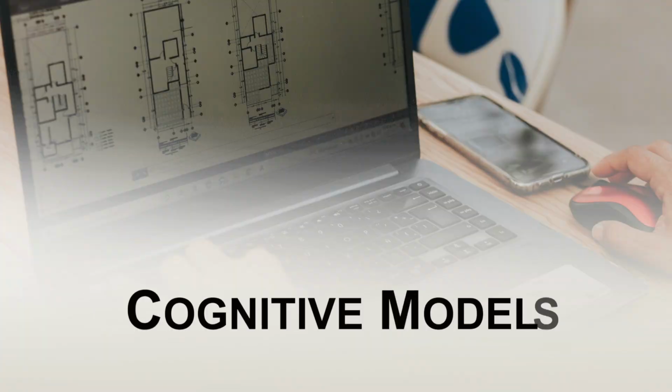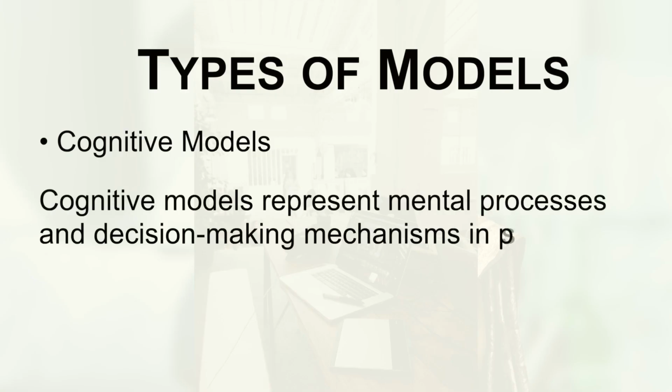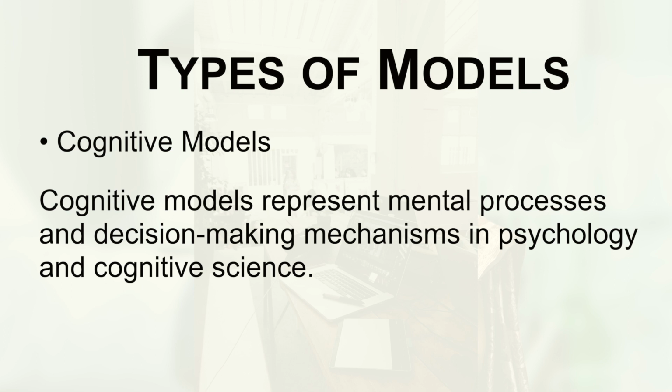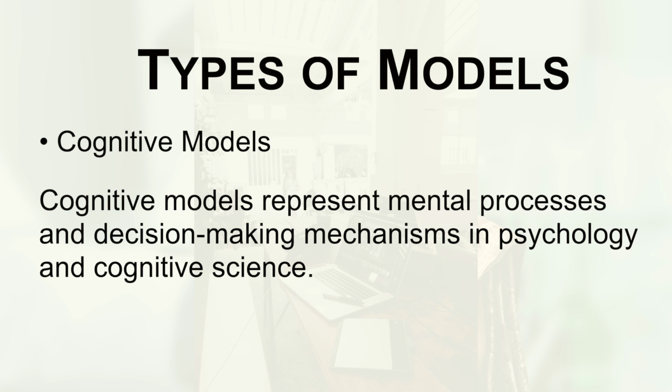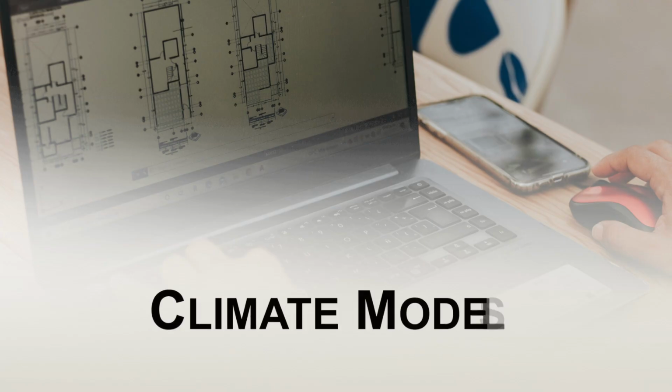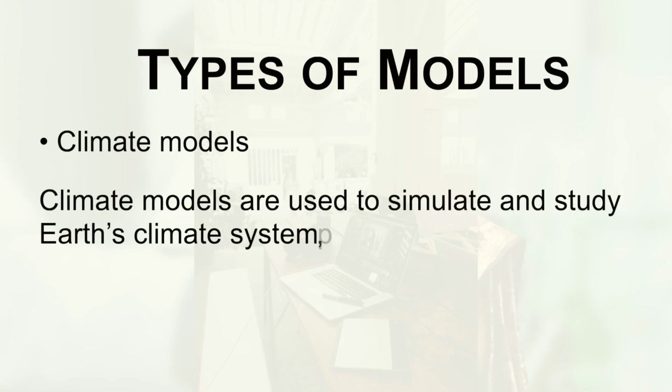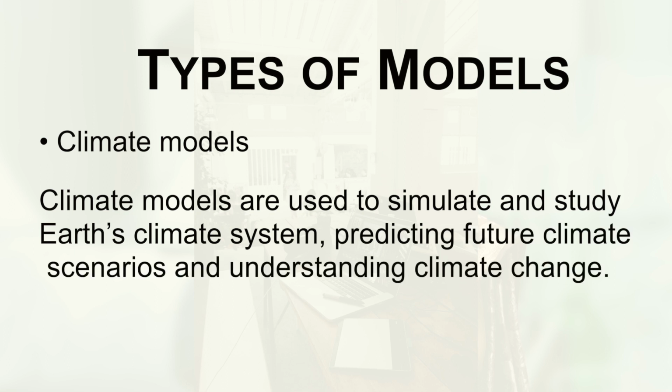Then the next one is the cognitive model. It represents the mental processes and decision making mechanisms in psychology and cognitive science. Economic models. They depict economic relationships and behavior to analyze economic systems, make forecasts and inform policy decisions or decision makers. Climate models. From the name itself, they are used to simulate and study the Earth's climate system, predicting future climate scenarios and understanding climate change.